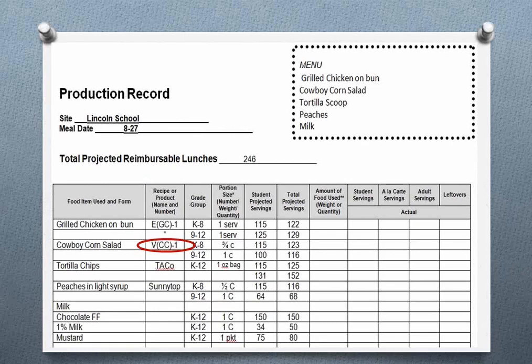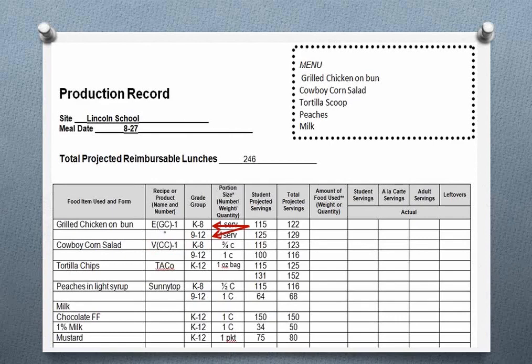So in this case, we just list the VCC1. That tells your staff to go back to the recipe and calculate from that recipe how many they need to prepare, and then follow through with the plan that you've given to them. It is possible to use the same production record for grades K through 8 and 9 through 12. You just need to indicate on the different lines the serving amounts and grade groups that those are intended for.